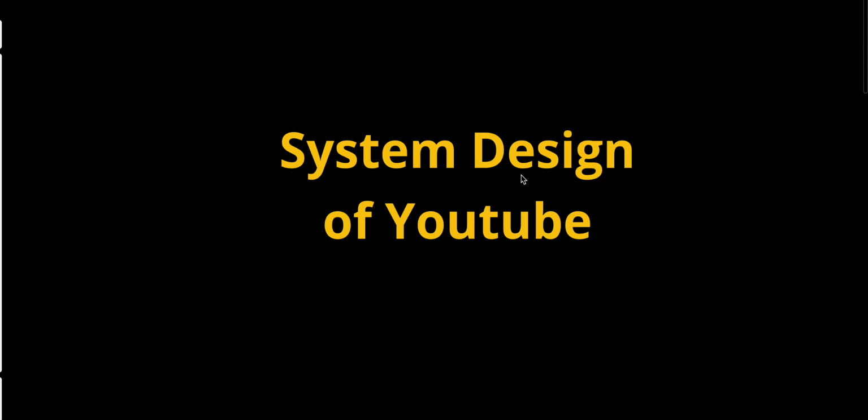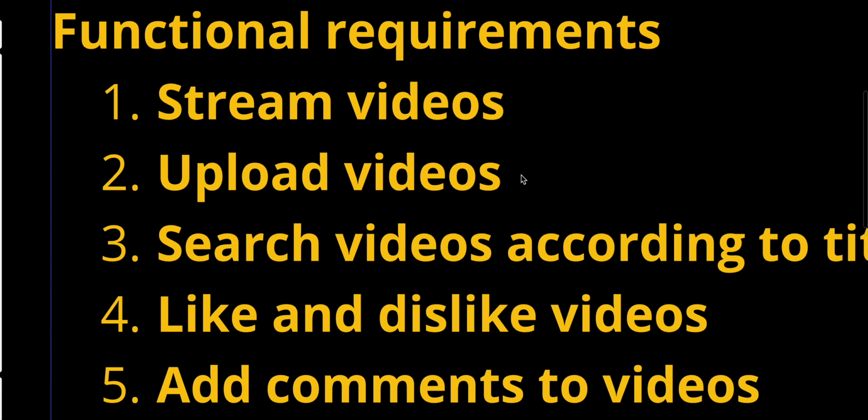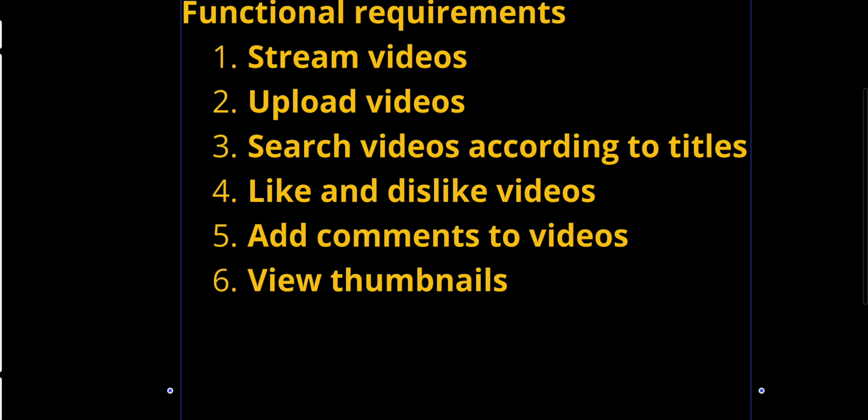The first thing we need to do is to try to understand the problem and know our functional requirements and non-functional requirements. So for this video, the functional requirements will be 6 things. We need a system that can stream videos, upload videos, search videos according to titles, like and dislike videos, comment on the videos, and also view thumbnails.